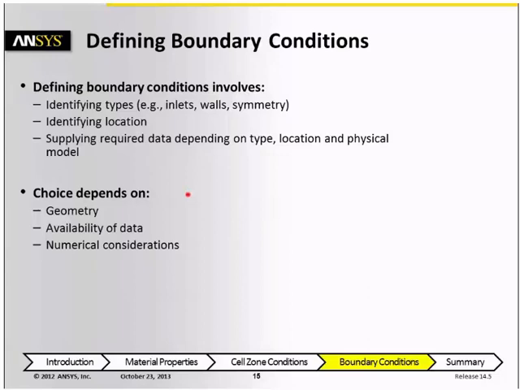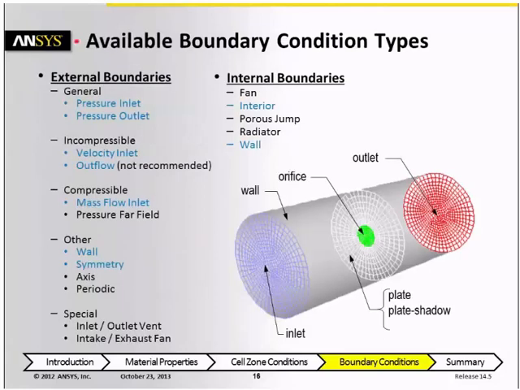The choices that we make when defining boundary conditions are going to depend on the geometry of the model, the availability of data, and also sometimes on other numerical considerations. This slide summarizes all of the different boundary condition types that are available in Fluent.